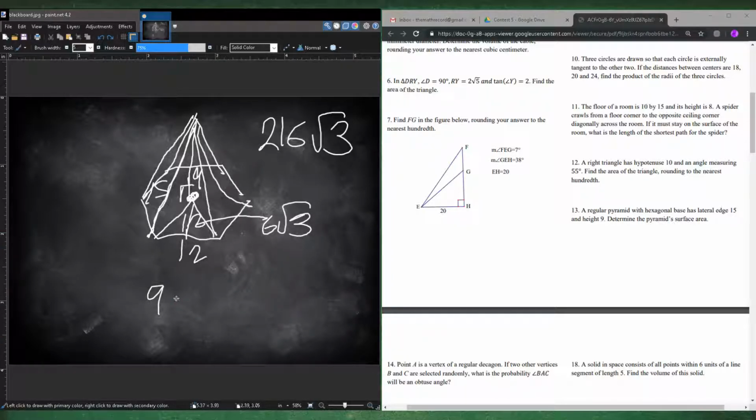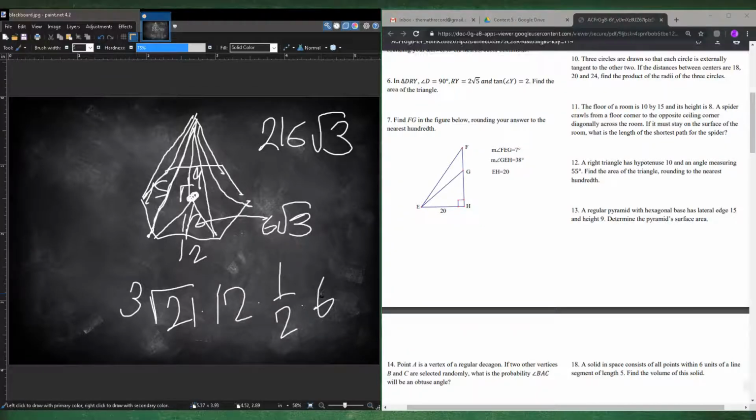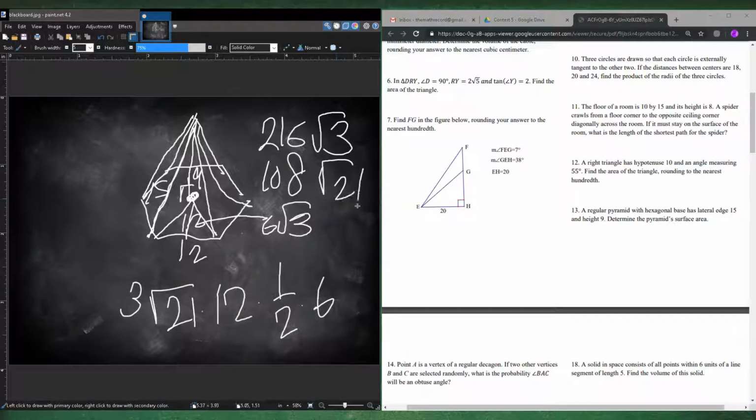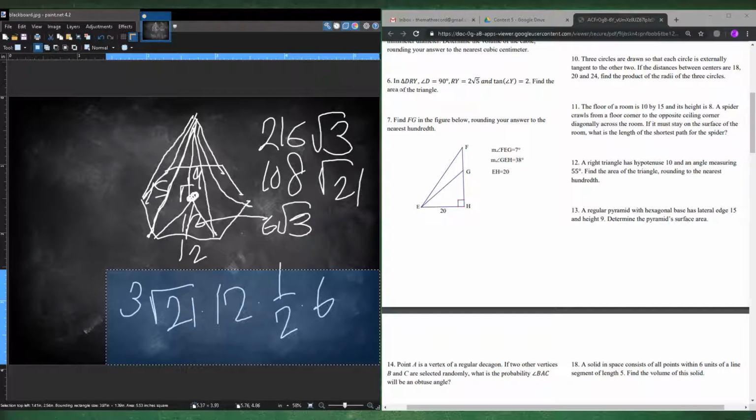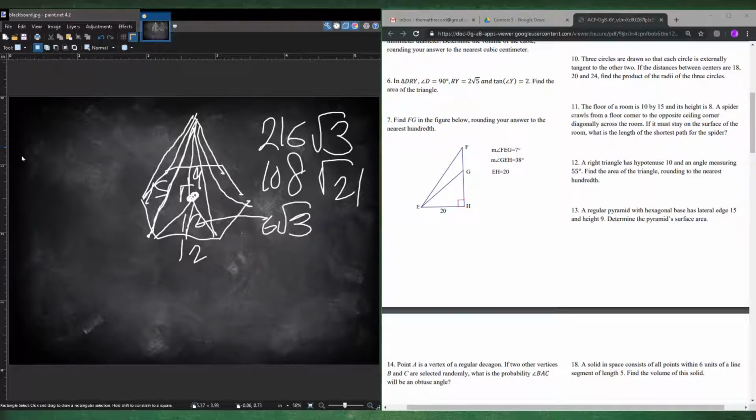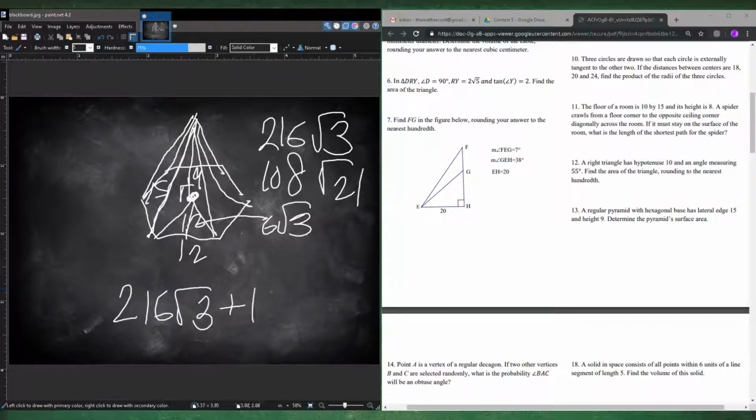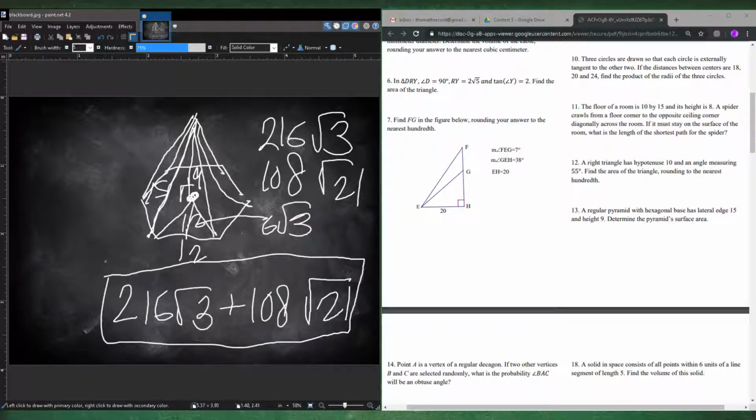Remember that. So 3 square root 21 as the height times the base, which is 12, divided by 2 gets the area of a triangle. And then since there's 6 of them, you just multiply by 6. So you have 3 times 12 divided by 2 times 6, which is 108 square root 21. Okay? So those are the areas of the 6 triangles. So now we just need to add the areas together. So that is just 216 square root 3 plus 108 square root 21. So this is our total area.